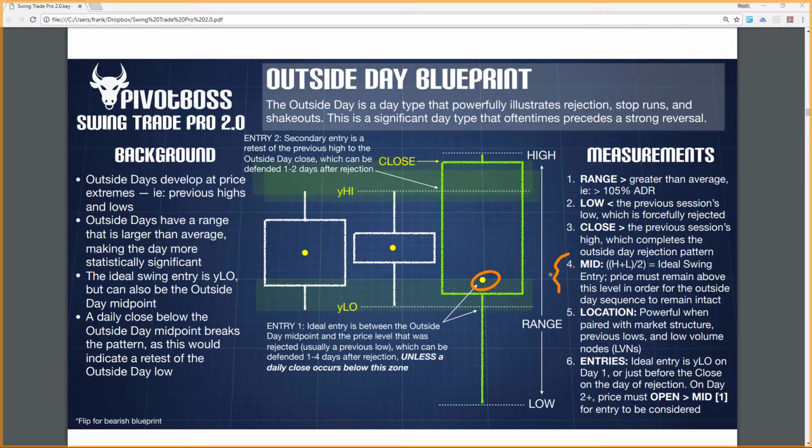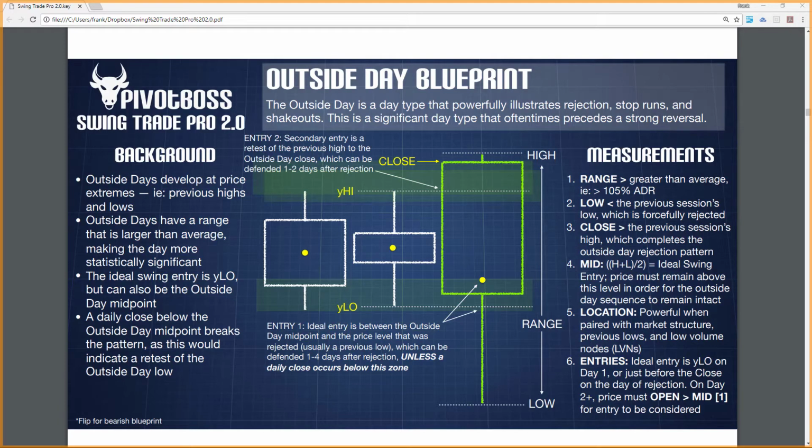Now the midpoint here is the ideal swing entry, as it usually is. And again, any open above that point the next day allows you to get into that trade if it were to pull back. If the next day price were to open below that midpoint, all bets are off, because now any pullback is likely a selling opportunity as it makes a run for new lows. So it needs to open above the midpoint in order to have a potential entry opportunity. Now, location.